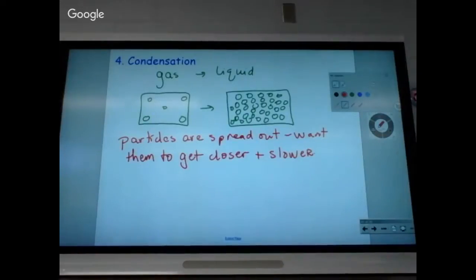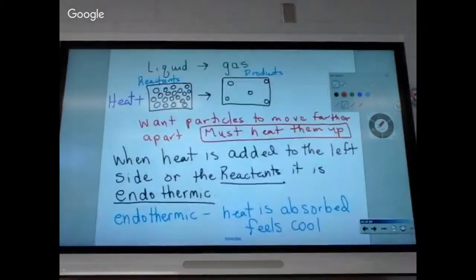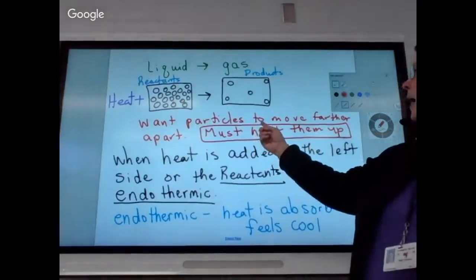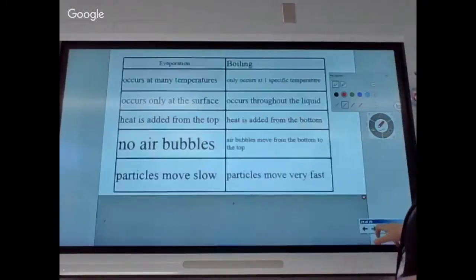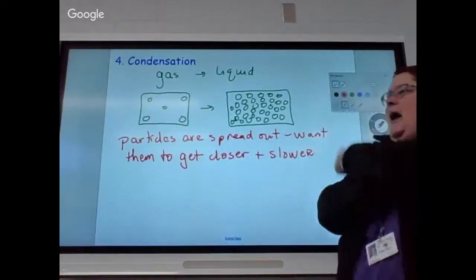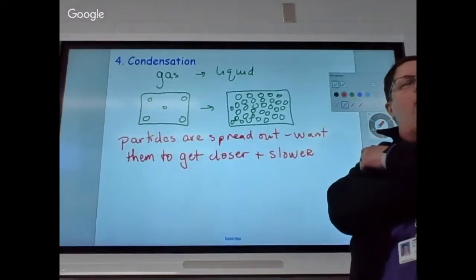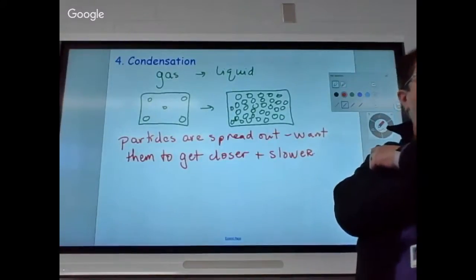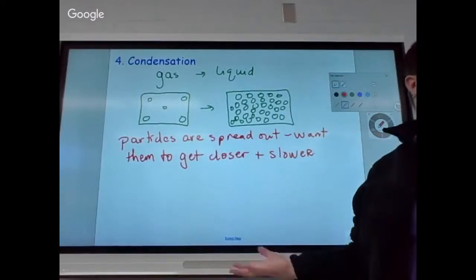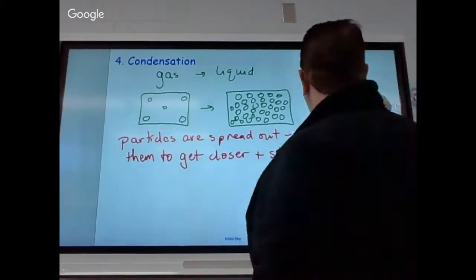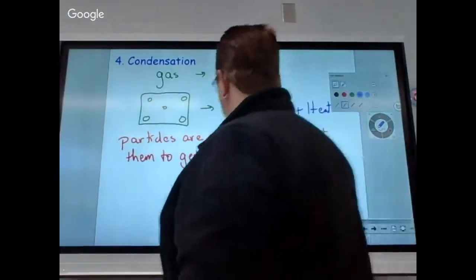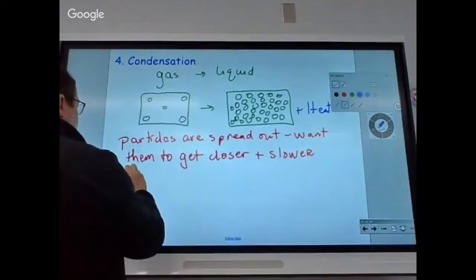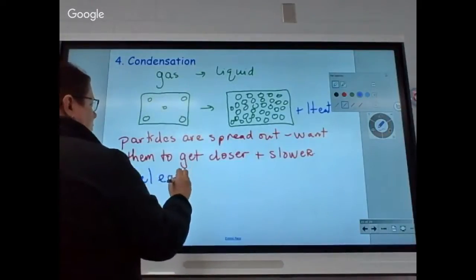Don't panic, those of you who are still writing. All right, if I absorb it, what did absorbing it do? It made the molecules move further apart and go faster. So if I want them to get closer together and slow down, do I want to absorb the heat? No, I want to release it. So this time, we're going to release the heat.